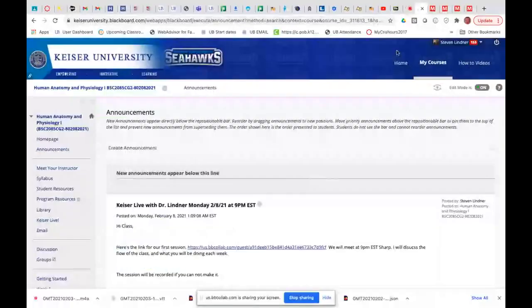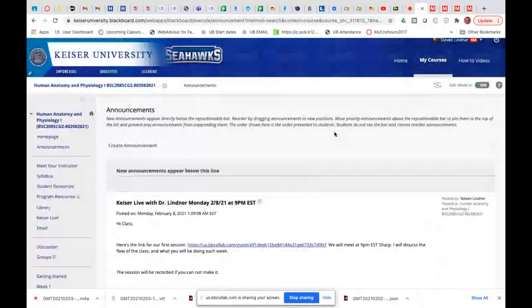Let me do my screen share. Give me 1 minute to catch my screen share because I know you guys are like, I don't see anything. So let's catch the screen share again. Hopefully you can all see my screen now.